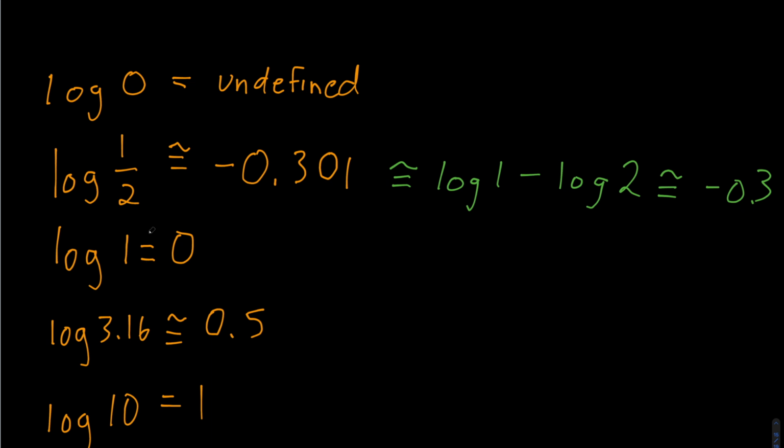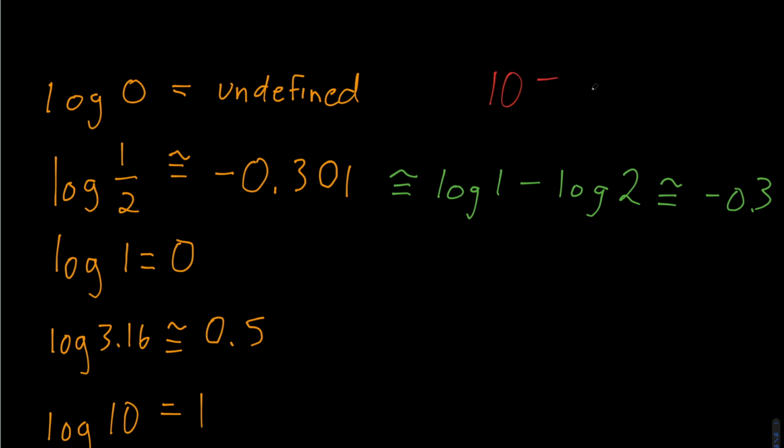Anything below log of 1, so between 0 and 1: log of 0 is actually undefined, because you can't take any base to a power and get 0. You can't get a 0 result on an exponential graph, because the point 0, 0 isn't on the exponential graph. So log of 0 is undefined, but anything between 0 and 1, if you have a fraction, gives a negative value.